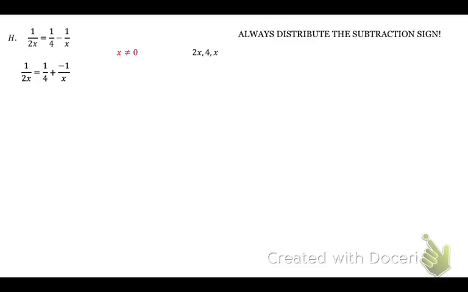And I'm going to find my common denominator. So I have 2x, I have 4, and I have x. So I'm going to look at my numbers first. I have 2 and 4, which 4 goes into both of those. Or 2 and 4 both go into 4. I'm going to look at my variables. I just have x and x, so that's just going to be 4x.